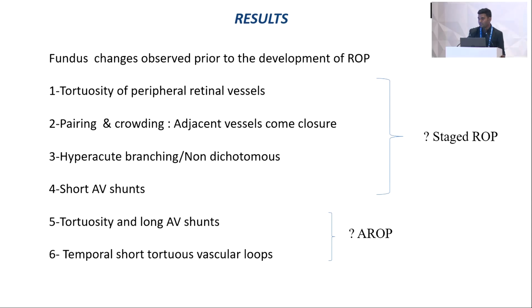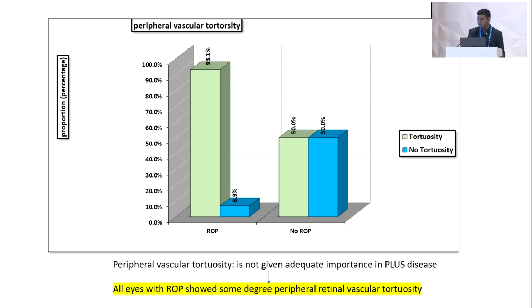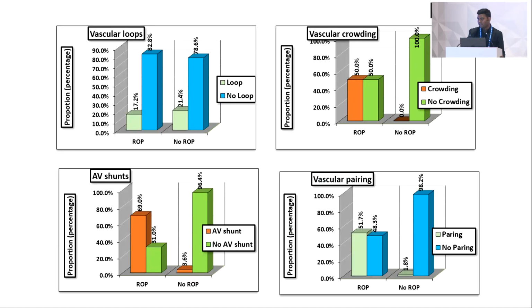We found a total of 6 vascular changes: tortuosity of peripheral retinal vessels, pairing and crowding, that is adjacent vessels coming closer, hyperacute branching, short AV shunts and long AV shunts, and short tortuous vascular loops. Of these, the most commonly ignored, the peripheral vascular tortuosity, was found to be the most statistically significant when compared between the babies who developed ROP and those who did not. The other vascular findings, such as vascular loops, vascular crowding, AV shunts, and vascular pairing, were also found, but were not as statistically significant.